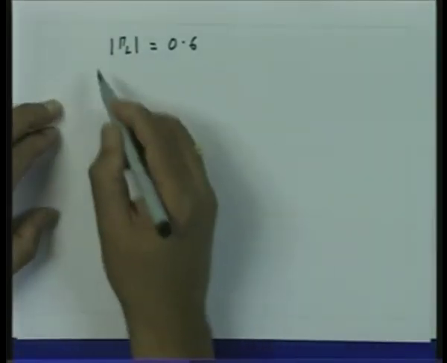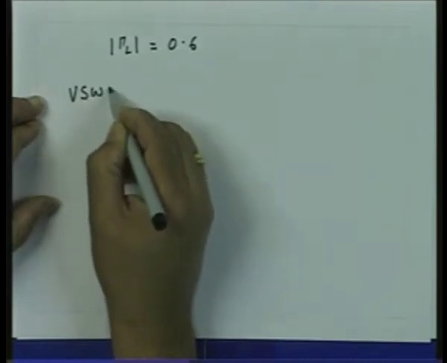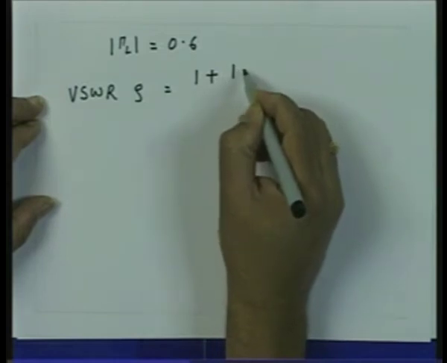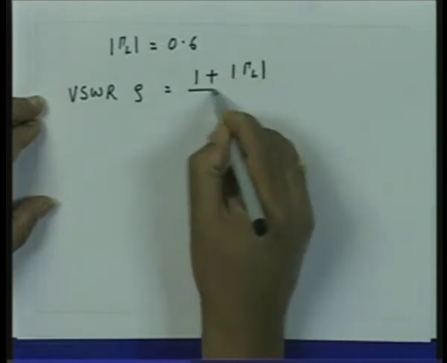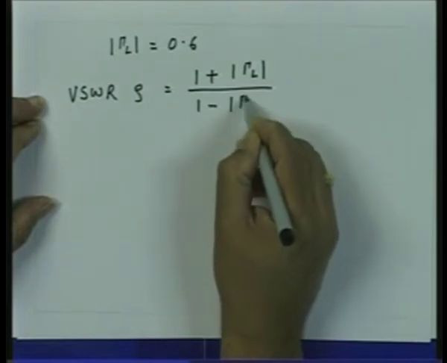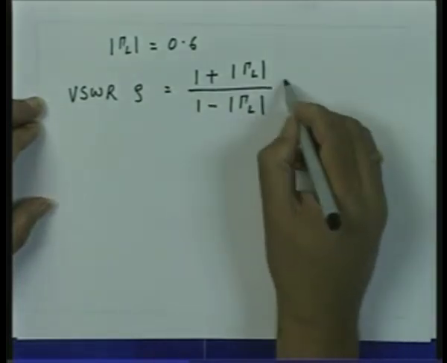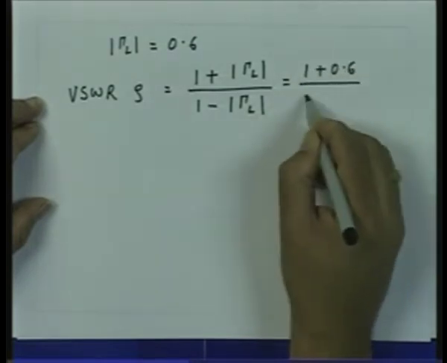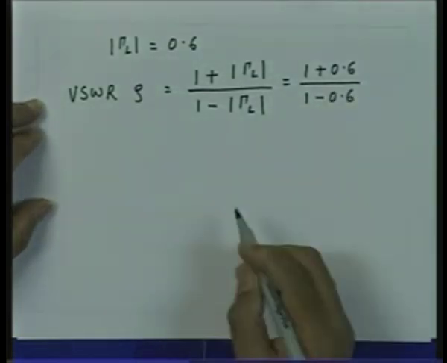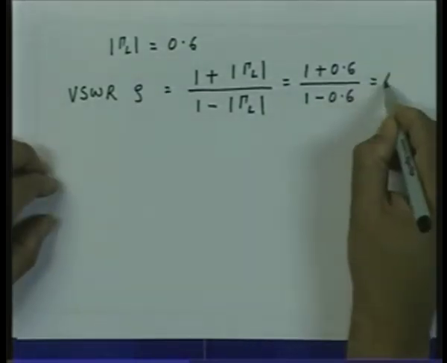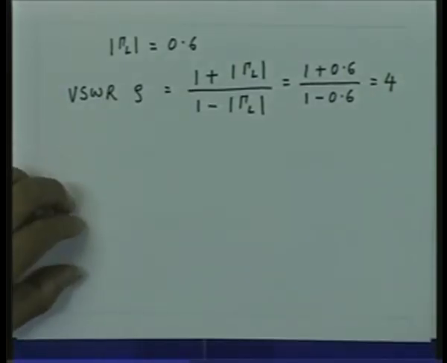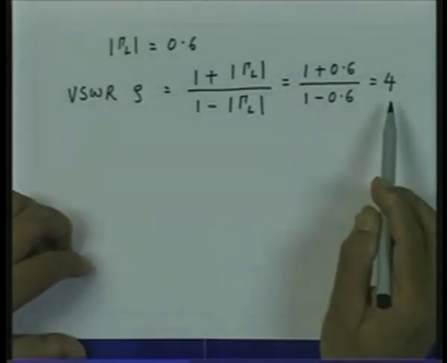Once we get that, then the VSWR rho is 1 plus mod gamma L divided by 1 minus mod gamma L, that is equal to 1 plus 0.6 divided by 1 minus 0.6, that is equal to 4. So, for this combination of resistance and capacitance at 2 megahertz, we will get a VSWR of 4.